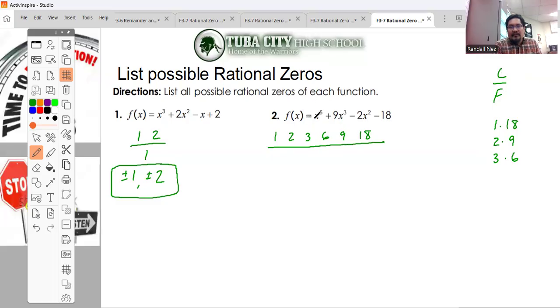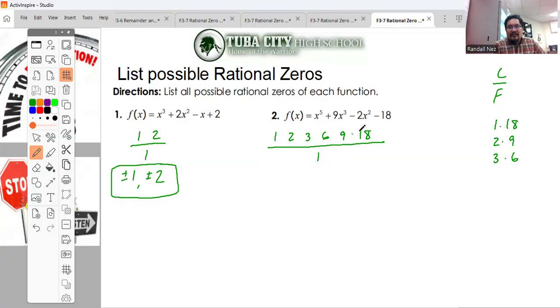Our first number, our leading coefficient, is going to be 1. So it's going to basically be like 1 divided by 1, 2 divided by 1, 3 divided by 1. And actually, that is one of the first things you learn as a freshman, the properties of real numbers. Anything divided by 1 is itself, and that's called the identity property.